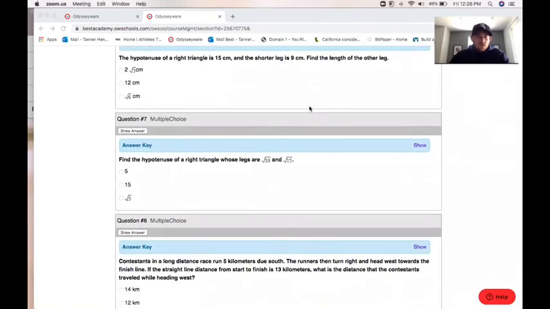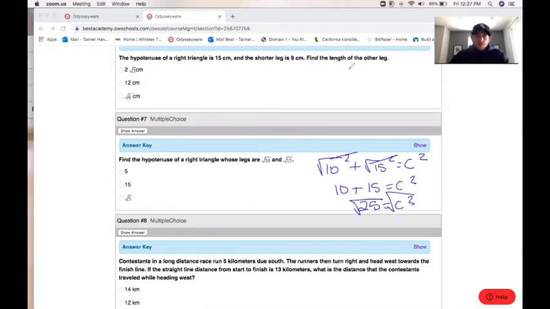7 is just the square root of 10 and the square root of 15 equals c squared. I'll do that with you guys, or I'll set it up for you guys at least. So we got 10 squared plus 15 squared equals c squared. So these cancel out, and I'm just left with 10 plus 15 equals c squared. 10 plus 15 is 25 equals c squared. The square root of it, and you get your answer right there.